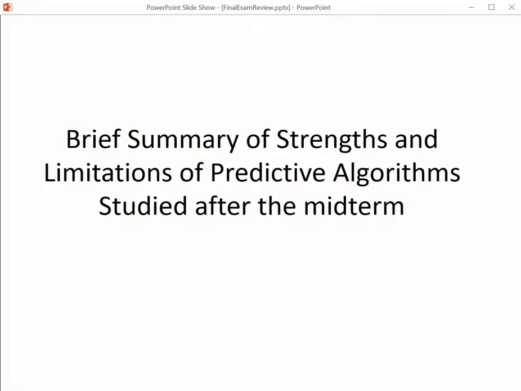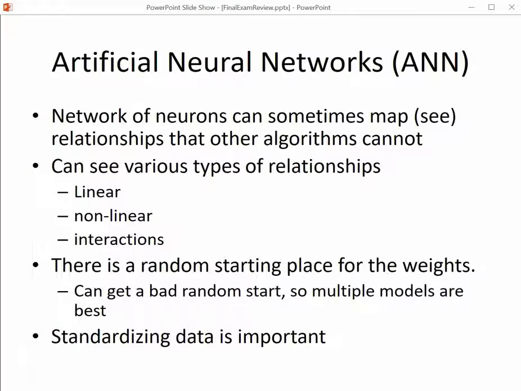So now we're going to talk briefly about some of the strengths and weaknesses of the various algorithms. And we've talked about each of these in the lectures. So I'm just going to be summarizing these strengths and weaknesses of the algorithms that we've talked about since the midterm. Artificial neural networks. You should understand how the networks are made, what the layers are, and that there's an input, hidden, and an output layer.